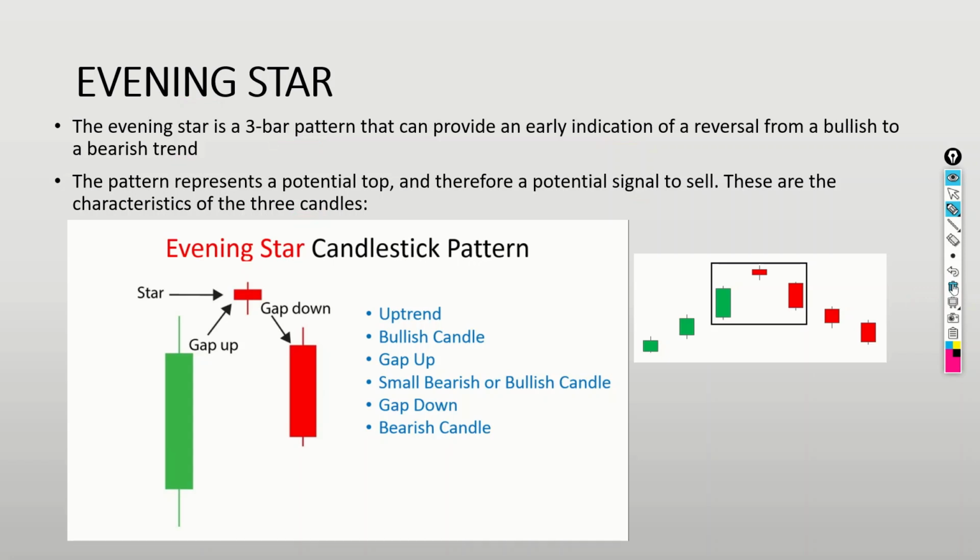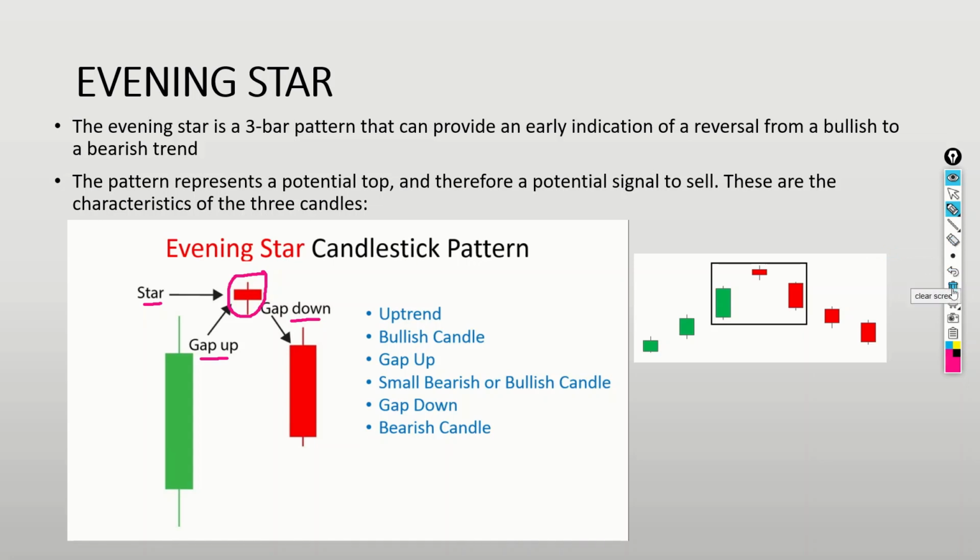An evening star is a 3-candle pattern that can provide an indication of a reversal from a bullish to a bearish trend. The pattern represents a potential top and therefore a potential signal to sell. These are the characteristics of the 3 candles: number 1, you see the star, the candle which forms last is number 3, and then we have a gap up, and then a gap down.